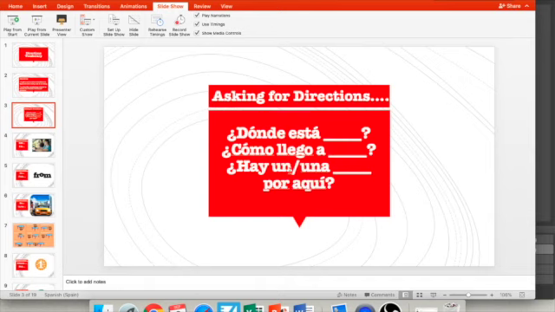Or hay un blank por aquí, or hay una blank por aquí. Hay una tienda por aquí. Is there a store around here? Hay una tienda por aquí.